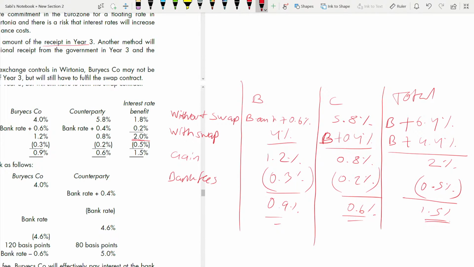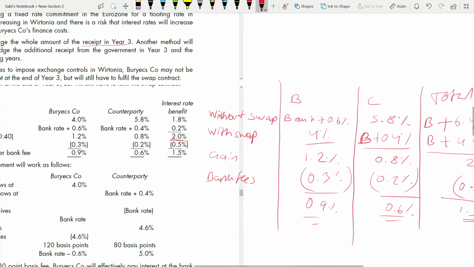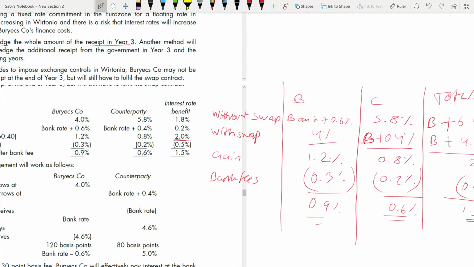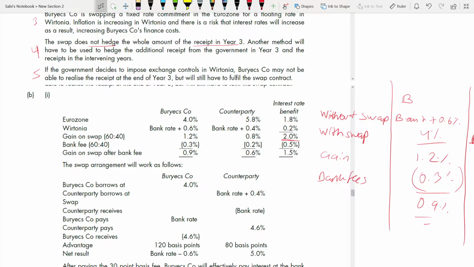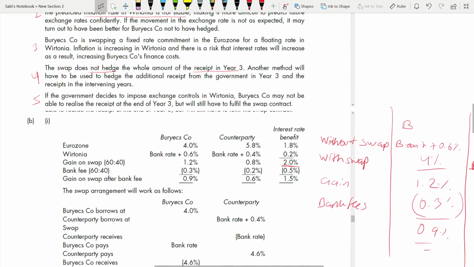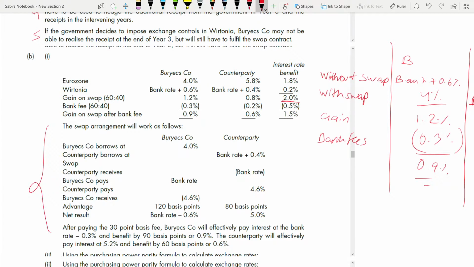What is it known as? Gain on swap after bank fee, right? That is your gain on swap after bank fee. Now next, for this whole you are getting 2 marks, for explaining this you are getting 1 mark, and for this whole you are getting 1 mark. That's how you are getting 4 marks. For that table, I know you have to write a lot, but you are getting 2 marks for that.